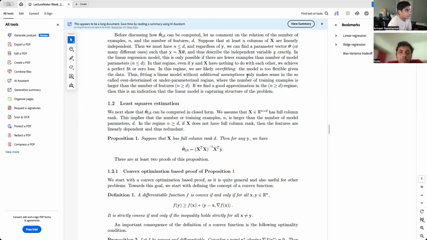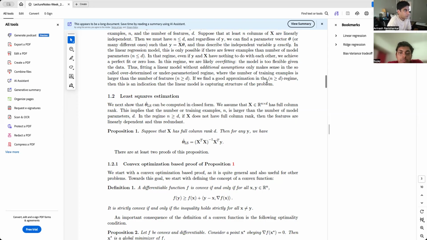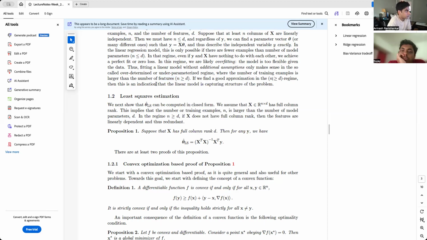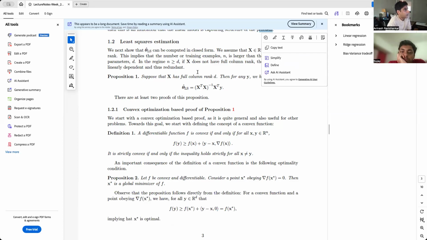Thus, fitting a linear model without additional assumptions only makes sense in the so-called overdetermined or underparameterized regime. That makes sense. The number of data points is larger than the number of features. So you want a lot of data points, more than the number of regressors. Excellent. Okay, structure of the problem. Great. Okay, so now we get into the matrix notation.